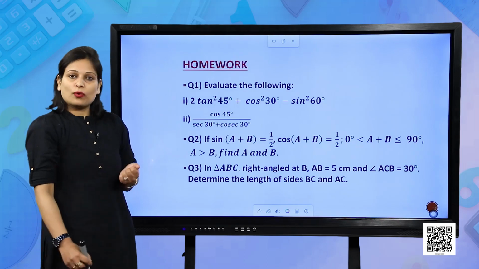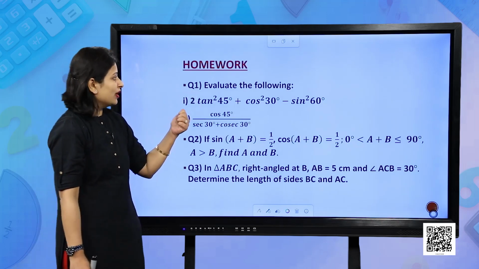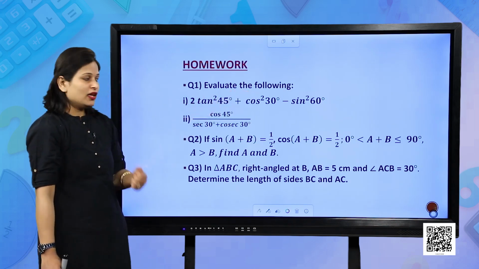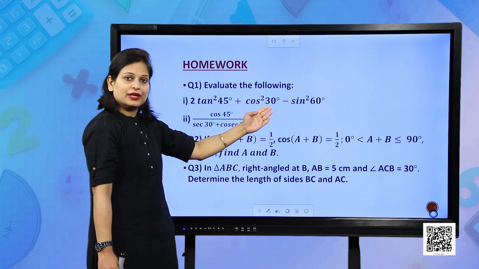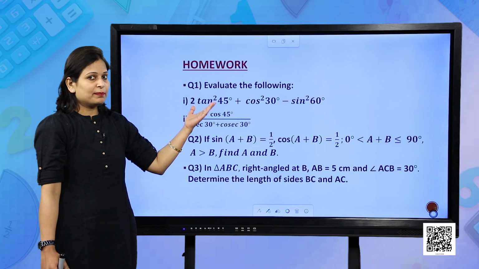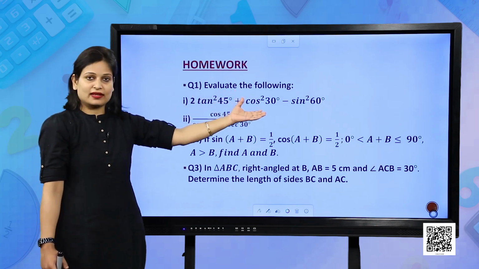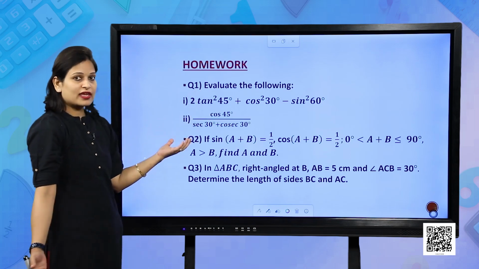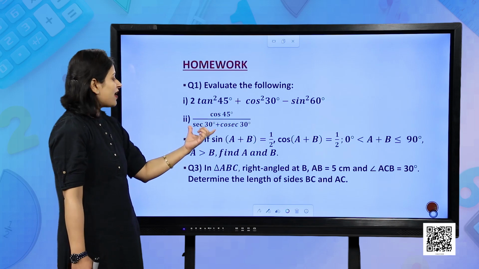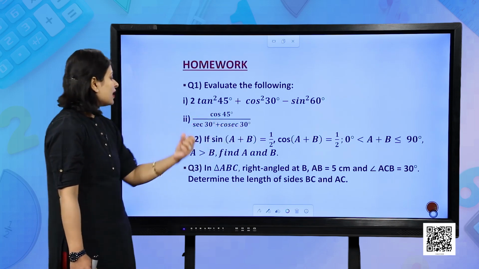This is your home assignment. Question number 1, you need to evaluate the following: 2 tan² 45 degree + cos² 30 degree - sin² 60 degree. You have to simply substitute the values of these trigonometric ratios with respect to the angles given and calculate it. Second part, cos 45 degree divided by sec 30 degree + cosec 30 degree.